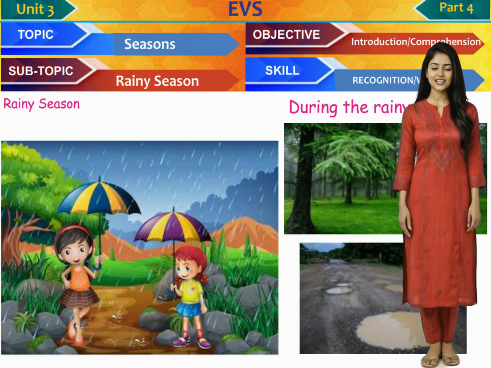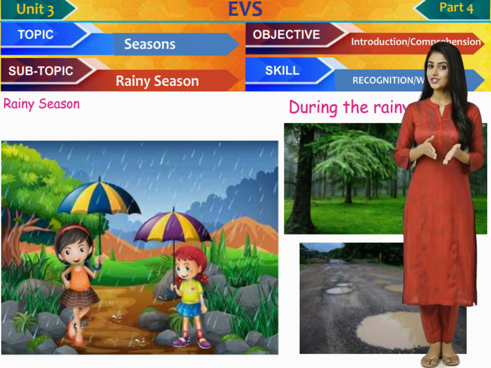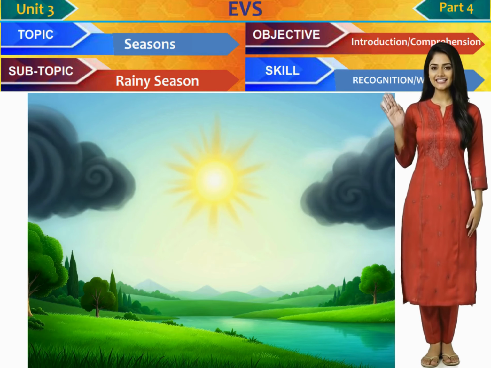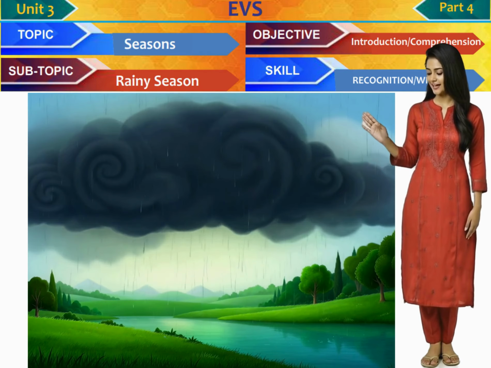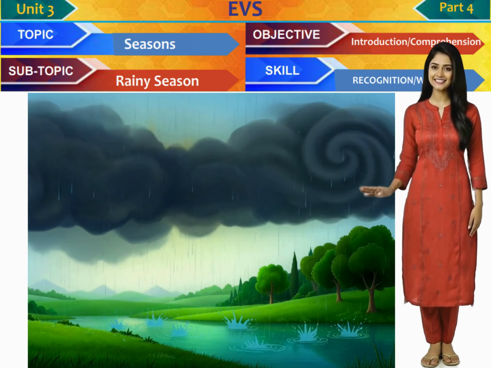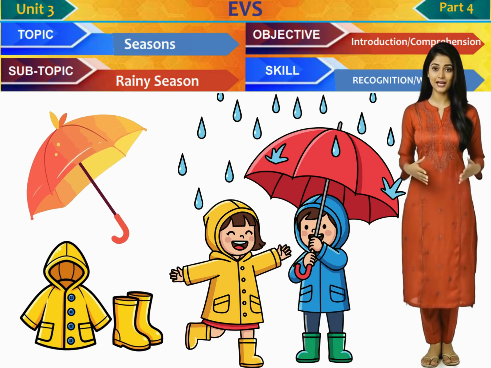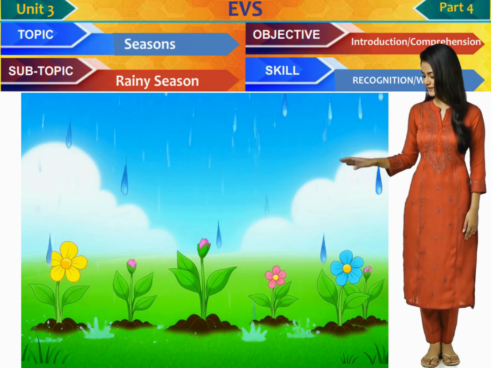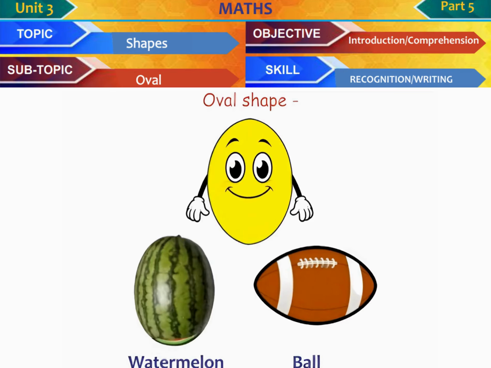Welcome back, children. Today we are going to learn about rainy season. During this season, we see falling rain, cool weather, green trees and puddles everywhere. Children, when the sun looks hidden because dark clouds cover the sky and they bring rain, that means the rainy season is here. In rainy season, we use umbrellas, raincoats and gumboots to stay dry. Rain is very important because it helps plants grow and keeps our earth fresh. Very good, children.